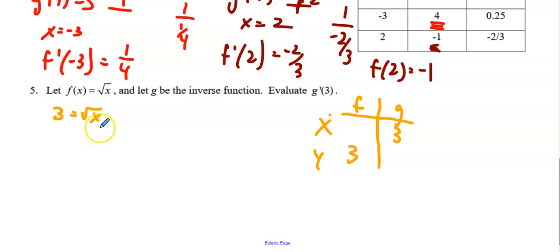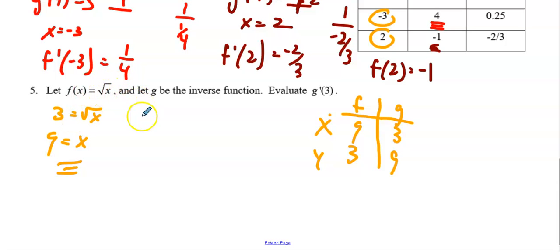And I want to solve for x. Well, what is x going to be? Well, I'm going to square both sides. X is going to be equal to 9. So this is my new x value. Just like up here, guys, that would be what we found right here and right here. It just tells us that this is now 9. This is our corresponding x value.